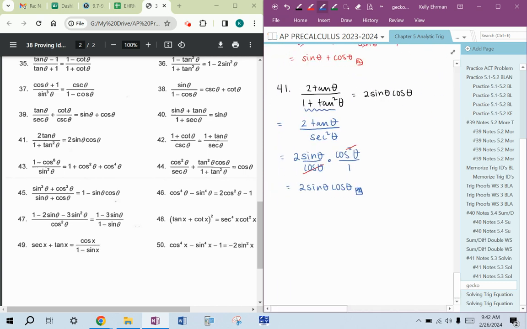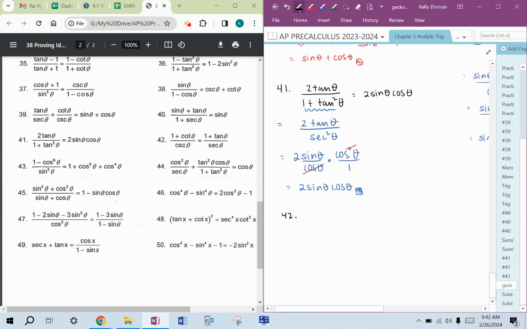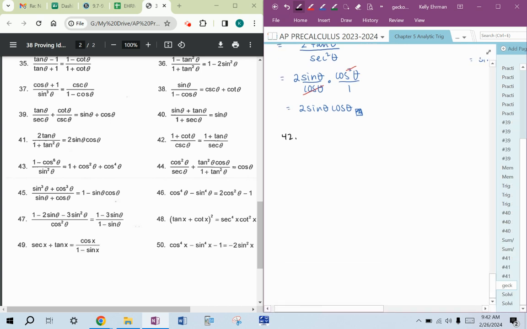For number 42, just this here. This one starts out saying that 1 plus cotangent theta over cosecant theta is equal to 1 plus tangent theta over secant theta. So I don't think it matters which side you start on really for this one. So I'm just going to go left.